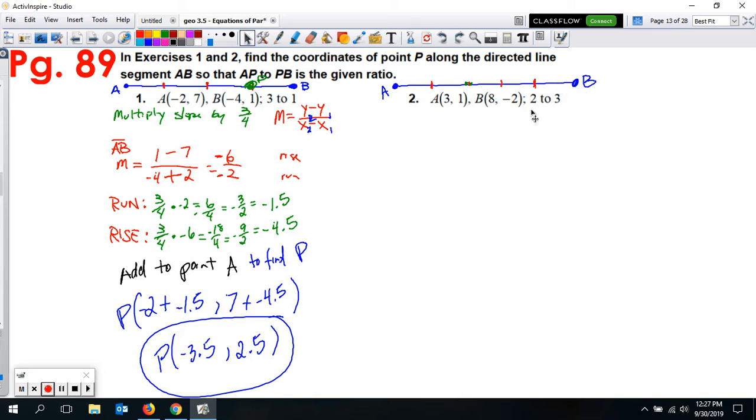And then we're going to put the P 2 marks in. So right here, 2 to 3. So 2 marks from A, you're going to put point P there on that mark. So that gives you 2 on this side and then 3 from P to B. So 2 from A to P and 3 from P to B. That's where we essentially are.